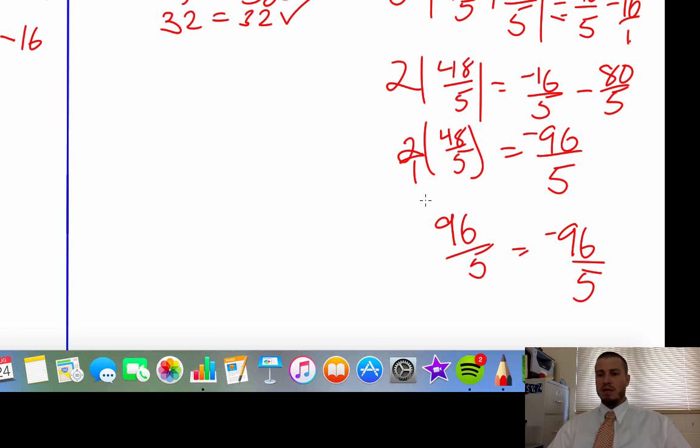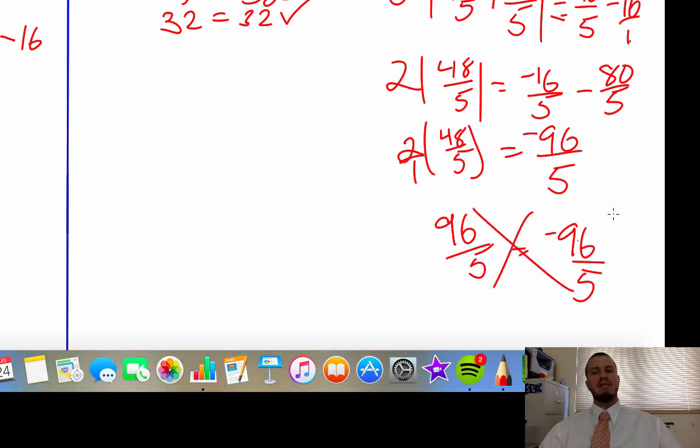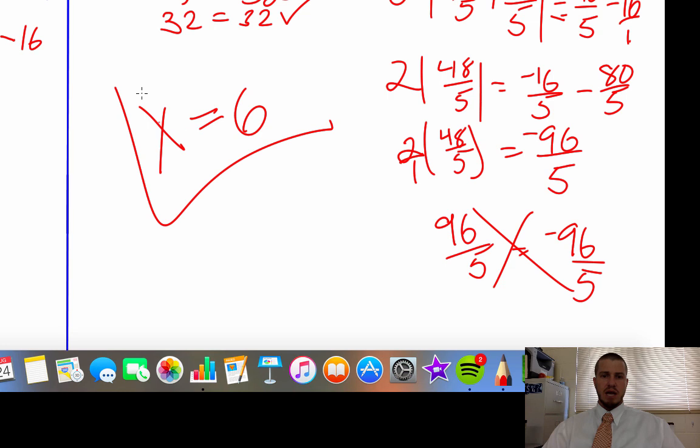These are different. This does not work. Positive 96 over 5 is not equal to negative 96 over 5. So the only solution here is x equals 6. What that means is that negative 2/5 is an extraneous solution.